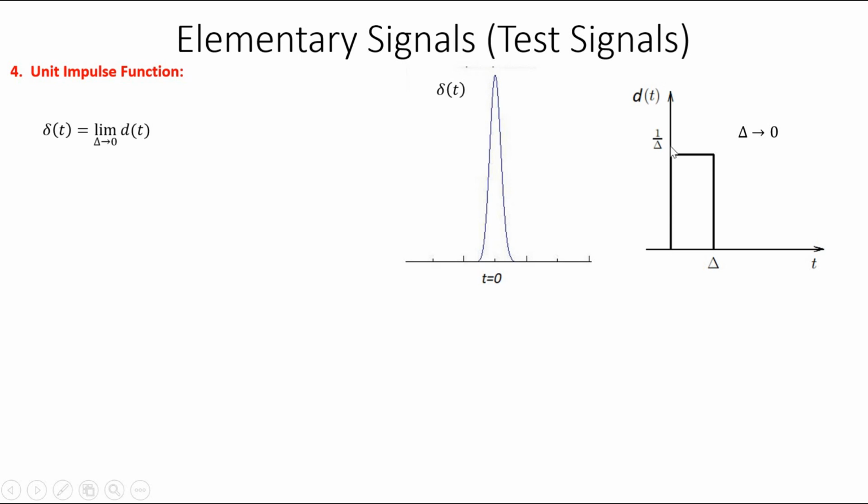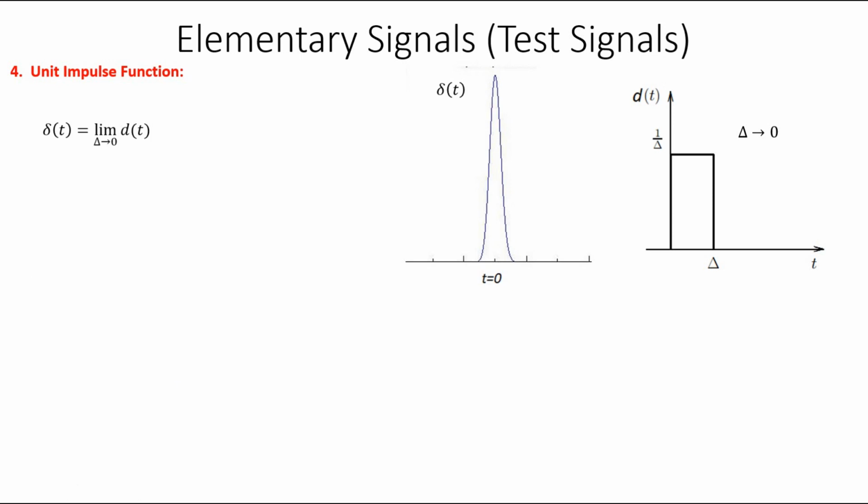This is d of t, a simple function. This length is delta and the amplitude is 1 by delta. By definition, the impulse function has magnitude only at t equal to 0, and it is a high value, infinity. So if you put delta tends to 0 here, this line becomes only here, the only value will be at t equal to 0, and 1 by delta becomes infinity. So delta of t we can write as the limit delta tends to 0 of this function d of t.